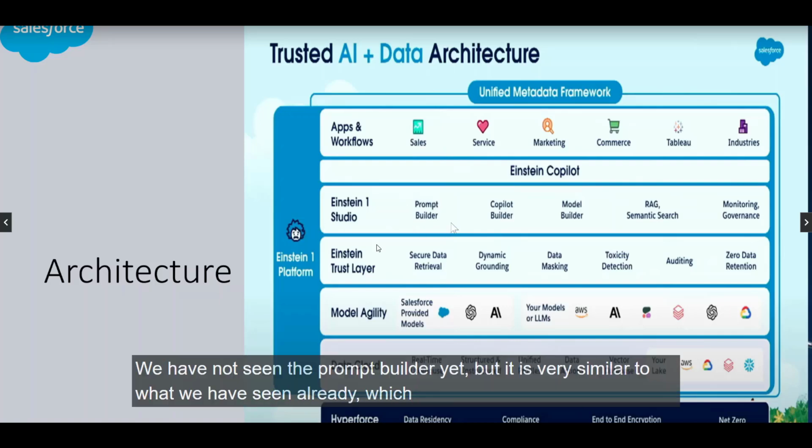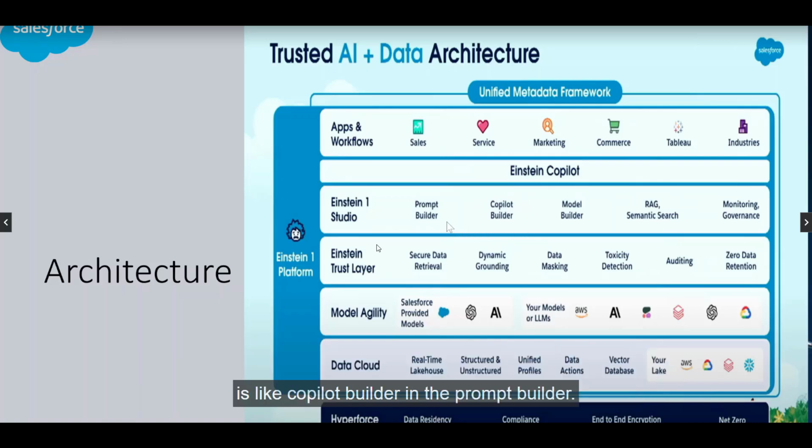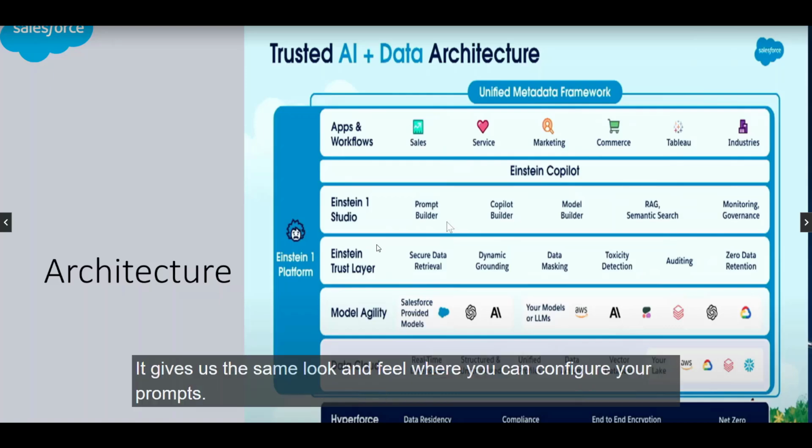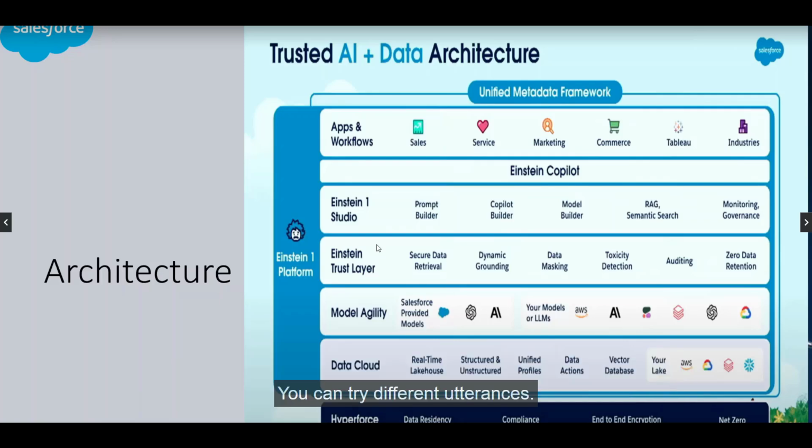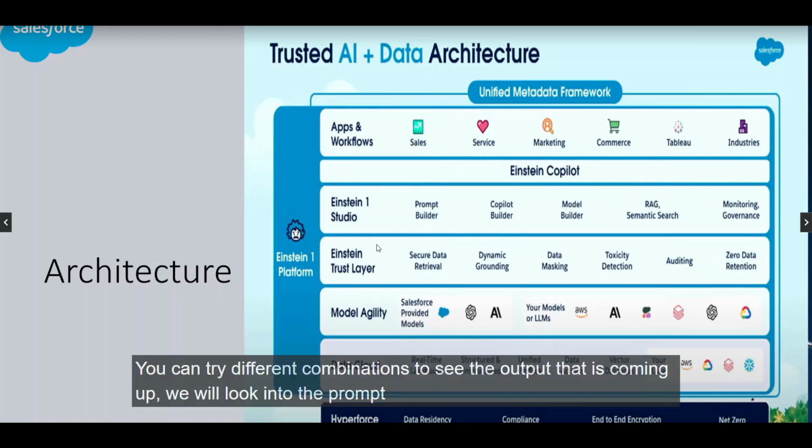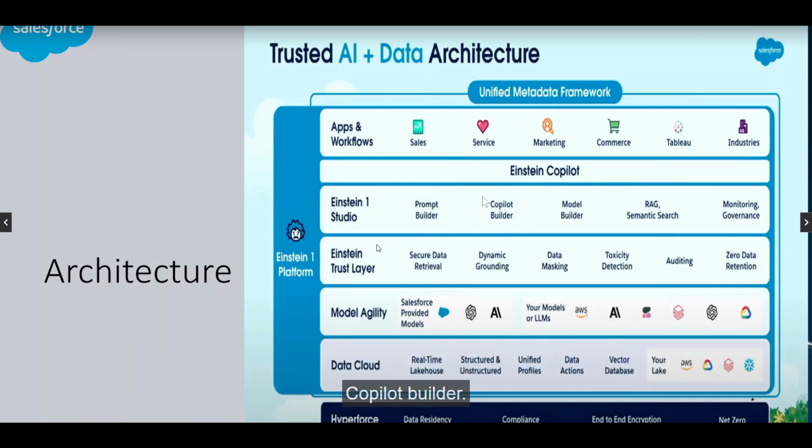So the first one is Prompt Builder. We have not seen the Prompt Builder yet, but it is very similar to what we have already seen in the Copilot Builder. It gives us the same look and feel where you can configure your prompts. You can test your prompt to see what output you are about to get. You can try different utterances and different combinations to see the output that is coming up. We will look into the Prompt Builder in detail.